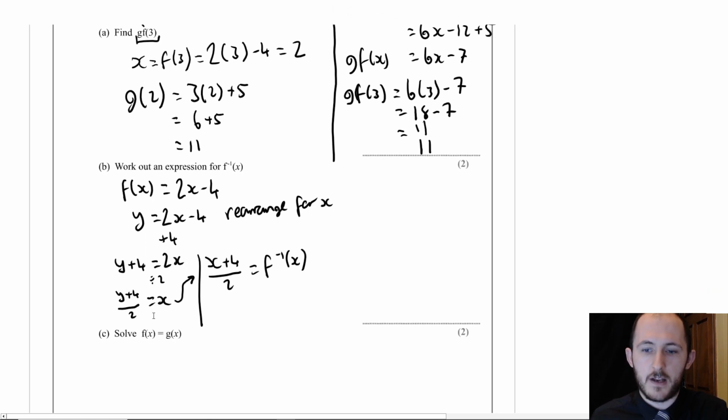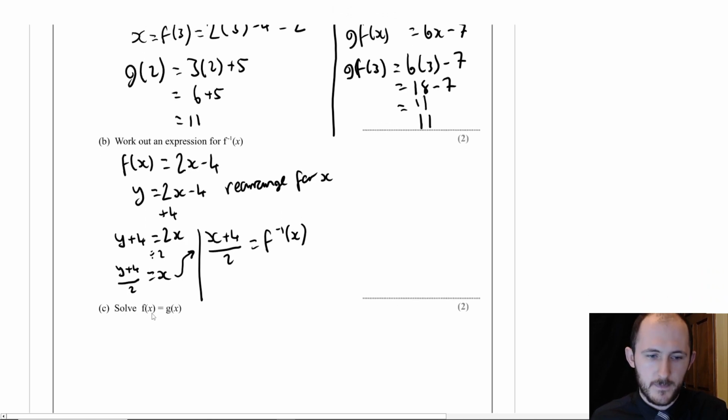Okay. And for the last part, it just says solve... What do you call x in the equation? If it's a function, you call it the input. But in general, x can also be called a variable.